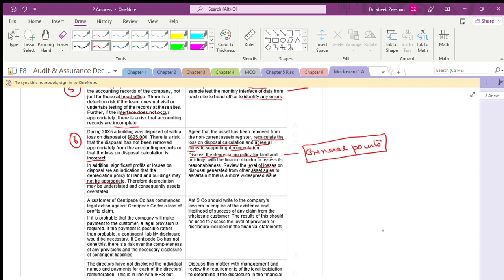Ascertain whether this is wider, meaning it is applicable to everything, or whether it is only applicable to this type of asset.